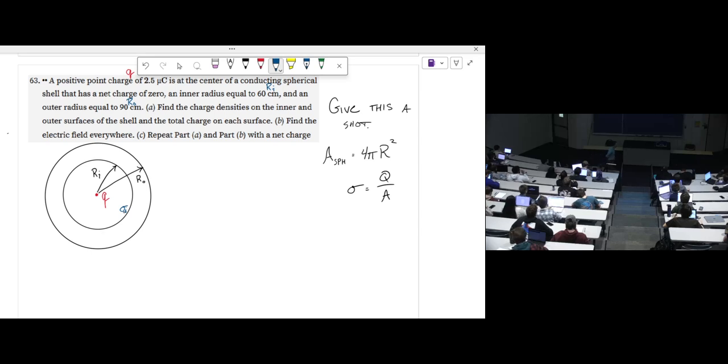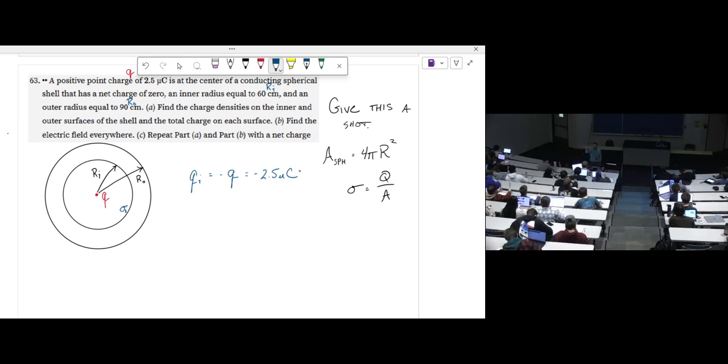Okay, so we've got a couple things going on here. I think Grayson's on the right track. We've got the charge in the center, and the shell has no net charge. We talked about last time, what should be the charge on the inner wall? Yes, the charge on the inner wall, Q sub I, is equal to minus the charge at the center, which is minus 2.5 microcoulombs. Good.